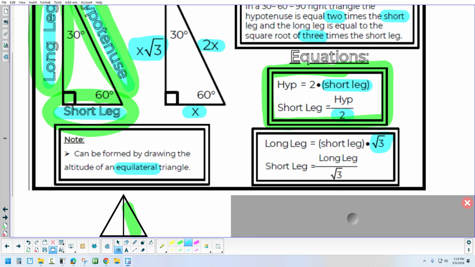And the last formula is short leg equals long leg divided by, you want to put a square root of 3. Okay, if we don't get these formulas right in those boxes, it's going to mess up every problem we do this week.